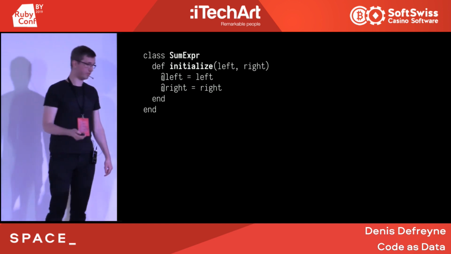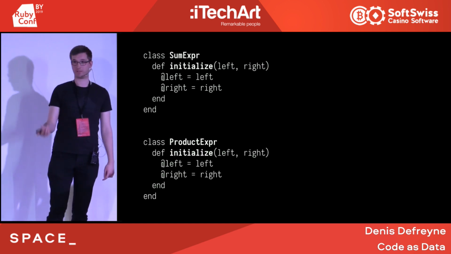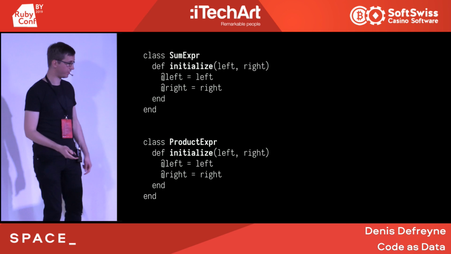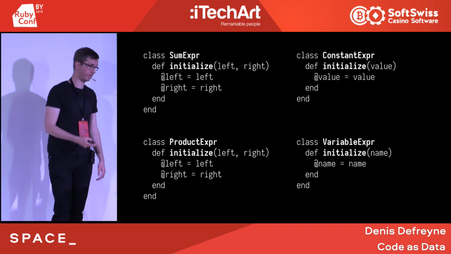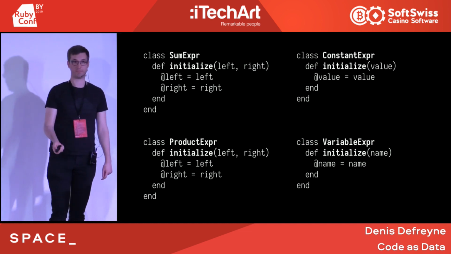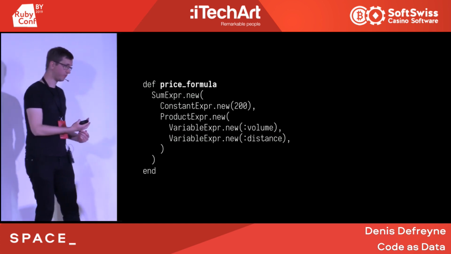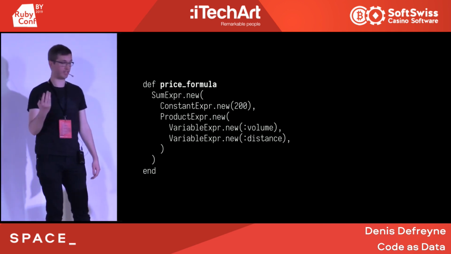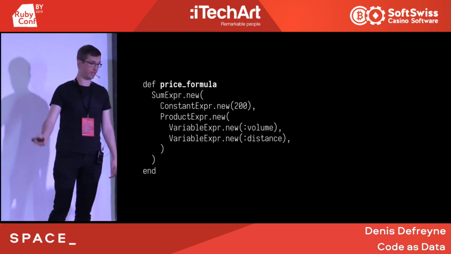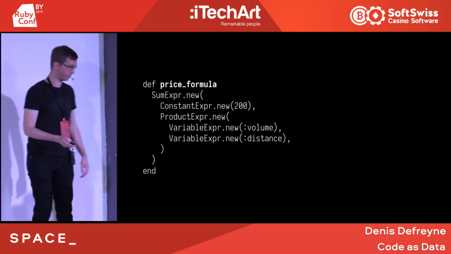So I'll have a sum expression that has a left-hand side and a right-hand side. A product expression is very similar. It has a left-hand side and a right-hand side. There's a constant expression, which just has a value, and finally we have a variable expression with a name. And so now we can build our formula using these expressions. So our pricing formula is a new sum expression of a constant expression and a product expression of a new variable expression with the name volume and a variable expression with the name distance. This is exactly the same formula, it's just formulated in a different way.